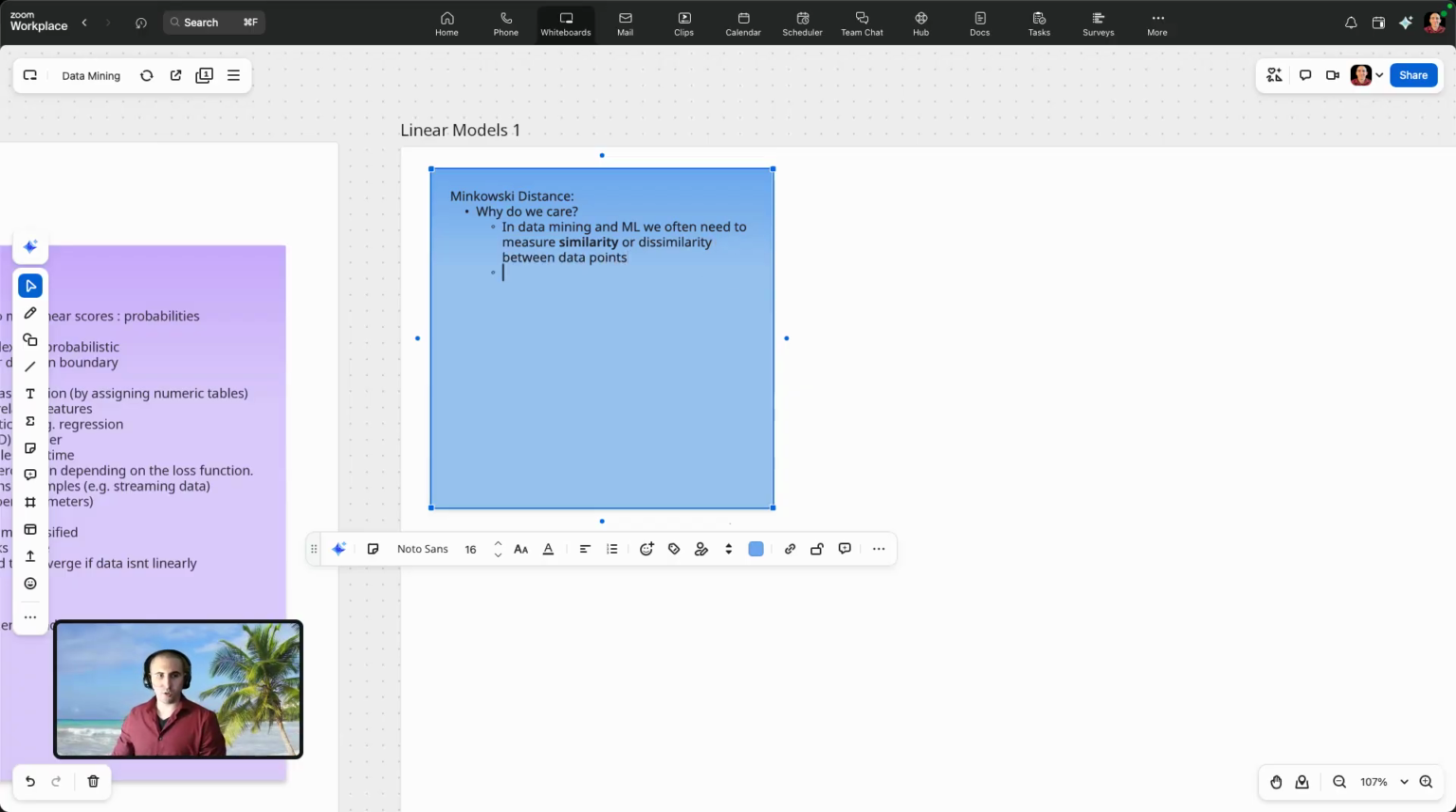Okay, so examples of this. Nearest neighbor search, like finding similar customers, documents, or patterns. Clustering, grouping by closeness, right? And outlier detection, finding data far from the norm.